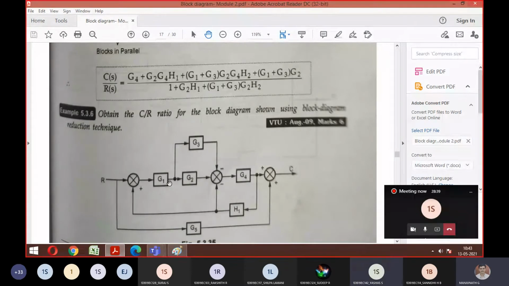Good. Then what is step 3? Here there is a barrier. How to eliminate this barrier? I already taught you. What should be done? Splitting feedbacks. Good. So you have to split this feedback path. H1 is there for this summing point also, and H1 is there for this summing point also. So you can split this.